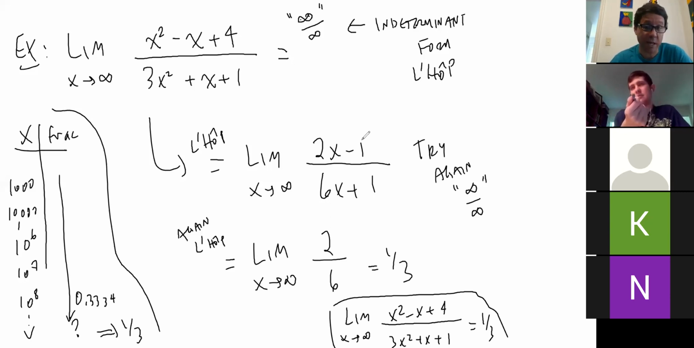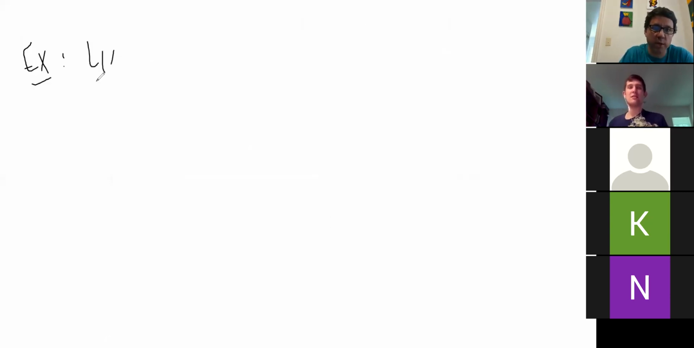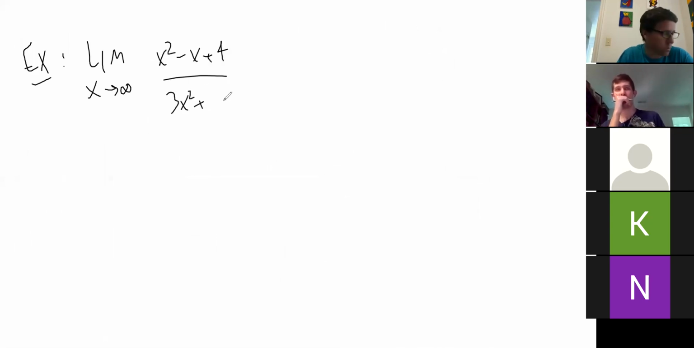Okay, so L'Hopital's rule may not apply. Is this just a special case? Since the highest values, which are pretty much 1x squared and 3x squared, pretty much tell you 1/3 right there, is that a special rule, or is it an actual process? Right. So when you did this before, probably in pre-calc or calc 1, you saw x squared minus x plus 4 over 3x squared plus x plus 1.